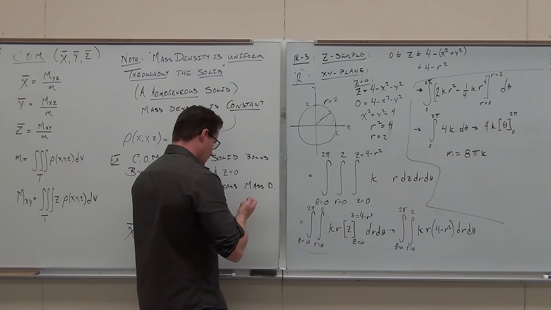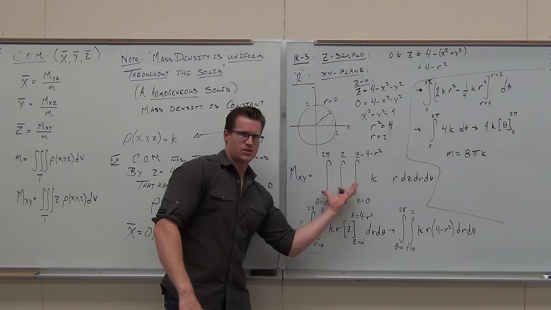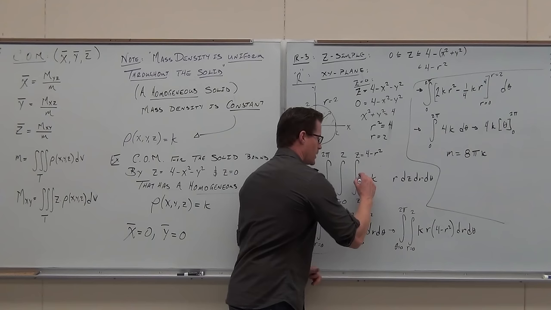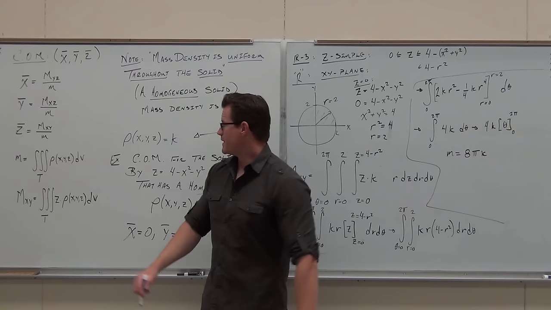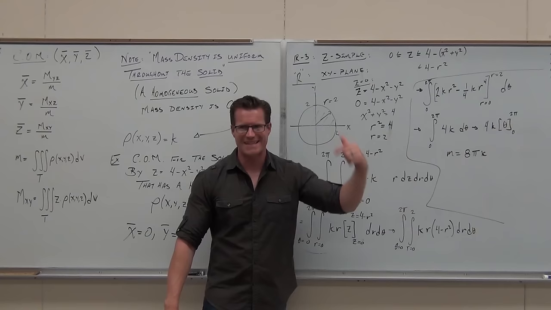Can you just tell me real quick, how you would find this? Is this setup going to change? No. Is this going to change? Yeah. Is the mass density function going to change? Yes. How? z. All I have to do is multiply by z. That's all I have to do, and that takes care of this thing. And then you're going to integrate with respect to z. You'll have a 1 half z squared. It looks almost identical. You do exactly the same stuff.